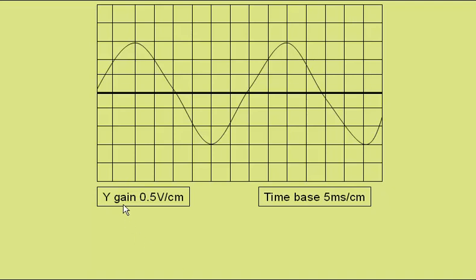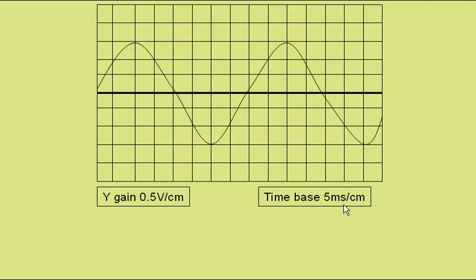One is the Y gain, which tells us how many volts of input are needed to rise one square on the vertical axis. In this case, the Y gain is 0.5 volts per centimeter, meaning this trace has a peak voltage of 0.5, 1, 1.5 volts. However, to find the frequency of a sound, we don't need to consider the Y gain further. What is important is the time base.